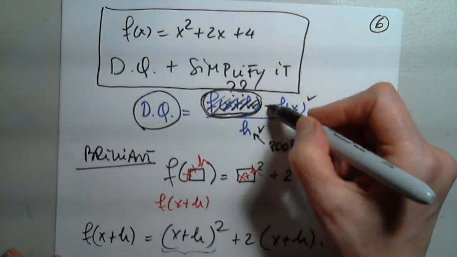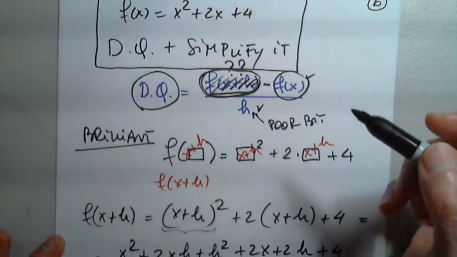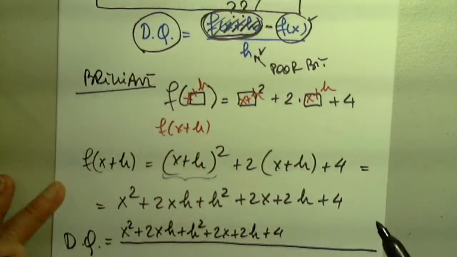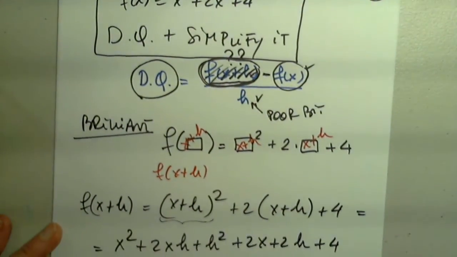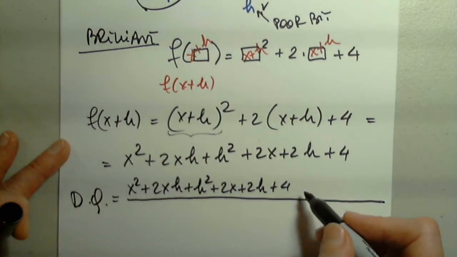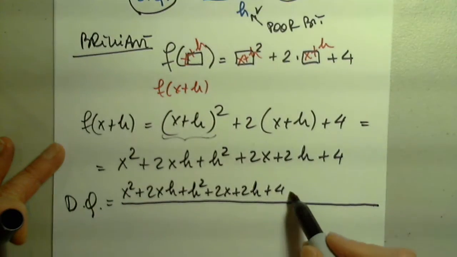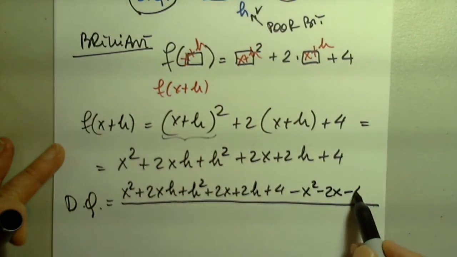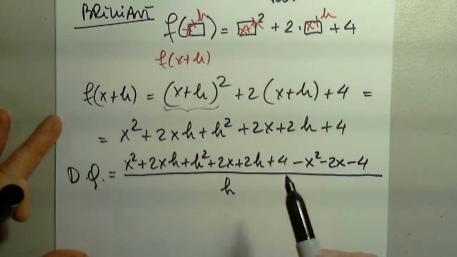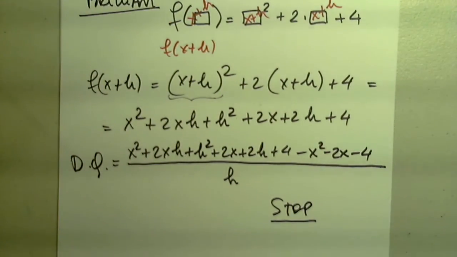Then I reach the minus sign that has to be distributed to f of x. Can anyone tell us what to write next for the minus, with no parentheses? X squared plus 2x plus 4. Well, we minus it. I'm sorry. Minus x squared minus 2x minus 4. Very good. Over, of course, over h. Now, stop. And let's talk about this.